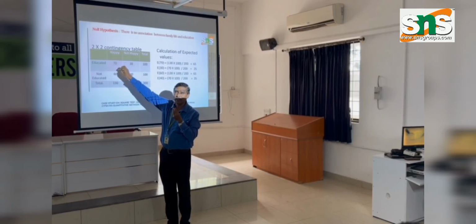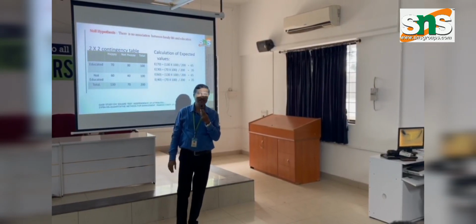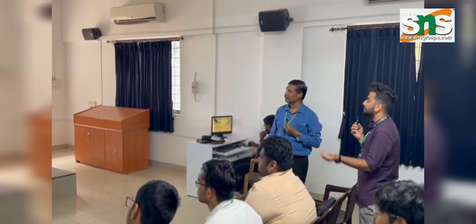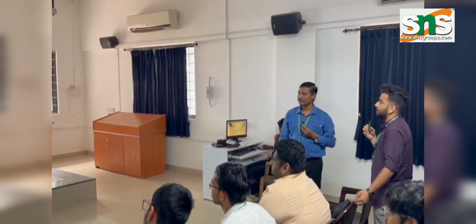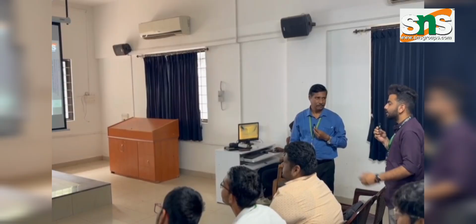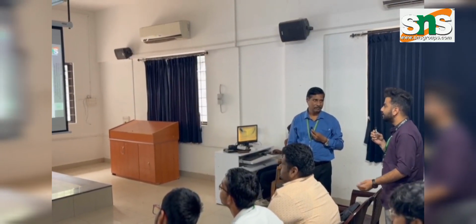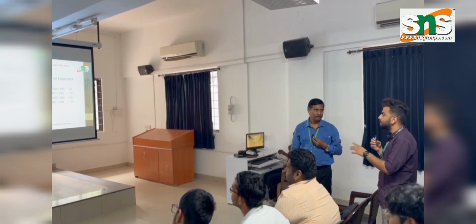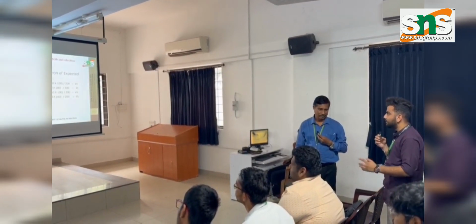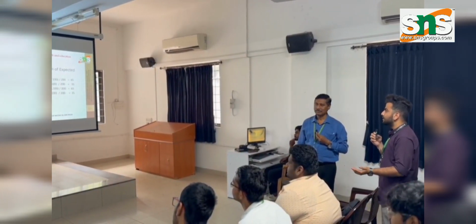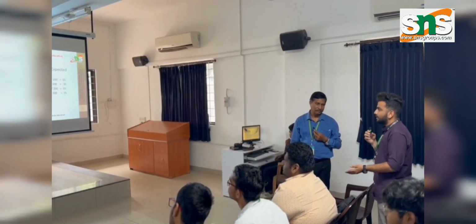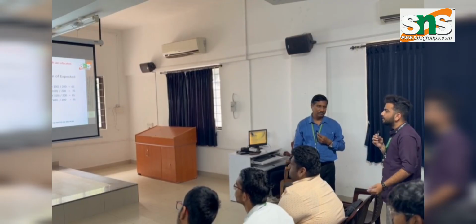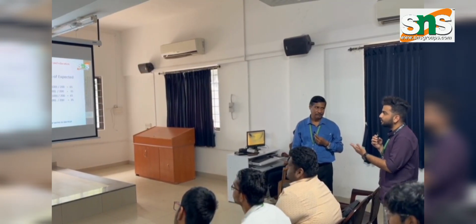So what are our expectations? How do we calculate the expected data? Anybody? Yes. The expected value of 70: the row total is 100, and the column total for happy is 130. So 130 into 100, and the grand total is 200, so divided by 200 will be 65. For the expected value of 30, the row total is 100 and the column total is 70, so divided by the total of 200, it will be 35.